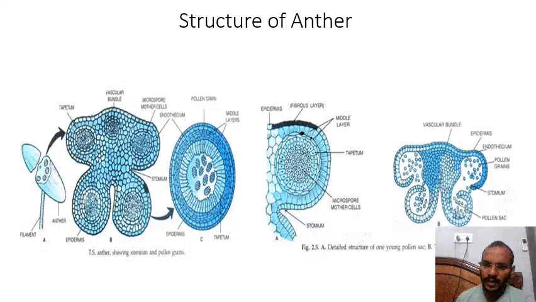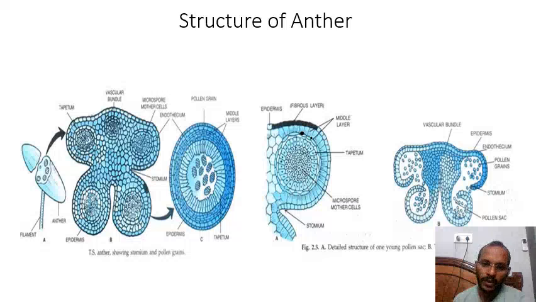In some places the alpha cellulose and callose will be absent, which is known as the stomium. Because the alpha cellulose and callose are absent, it is a weaker part. So the anther will break here, and all the spores will come out from here. So it is very important, the dehiscence of the anthers.